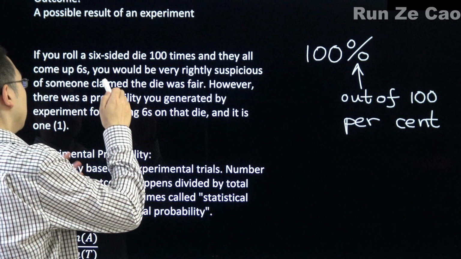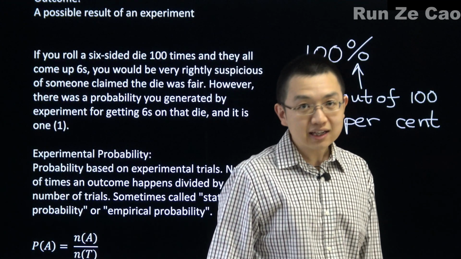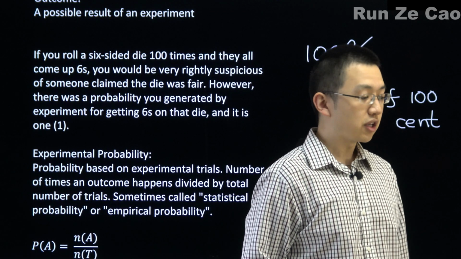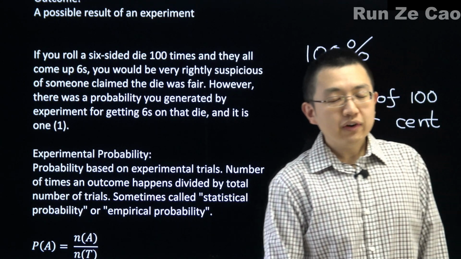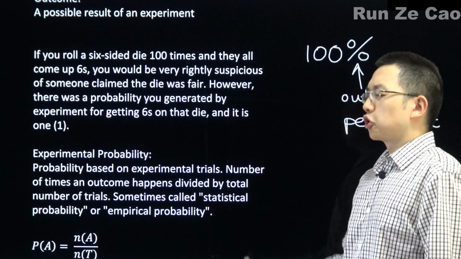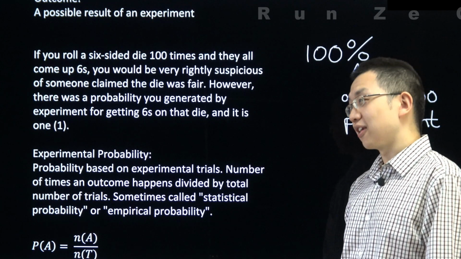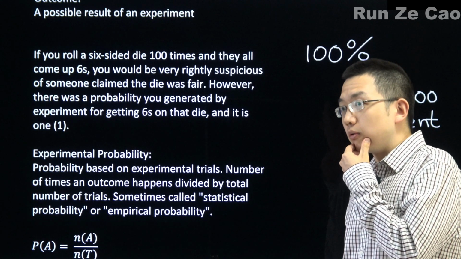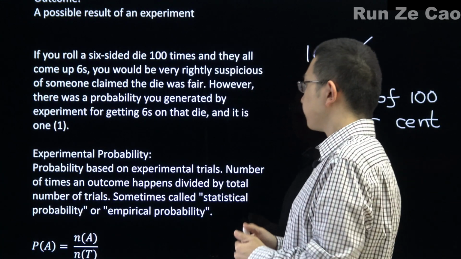So if you roll a 6-sided die 100 times and they all come up 6s, well, first of all, you always got a result. Good. You haven't done something wrong when you're doing the records. But you would be very rightly suspicious that this 6-sided die is actually fair, unless you look at all the sides and all of them are written 6. In which case, yeah, it's a fair die. Probably. Or at least you would think so. But we'll get to that, like, intuition a little bit later.